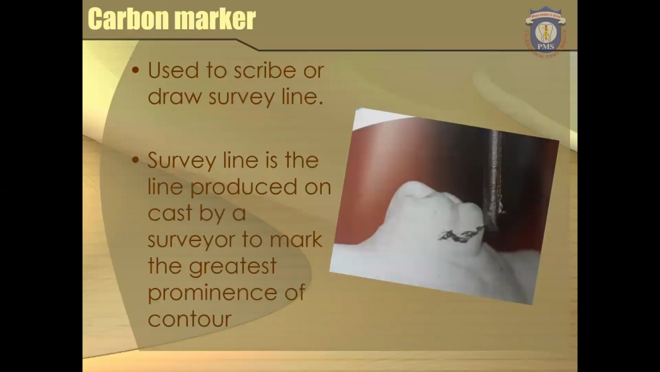Then coming to the next surveying tool, that is the carbon marker. As you can see in this picture, the carbon marker attached to the mandrel is marking the prominent portion on this molar tooth, the height of contour. Okay, so it is used to scribe or draw the survey line on the tooth surface of a cast. The survey line is the line produced on the cast by a surveyor to mark the greatest prominence of contour. So the greatest prominence or the widest diameter of a tooth is the portion that will give you the survey line.